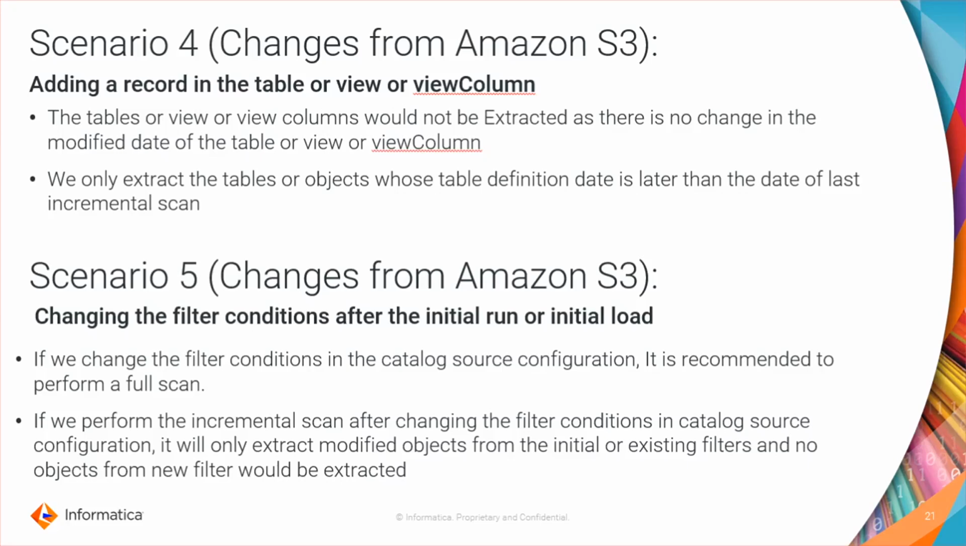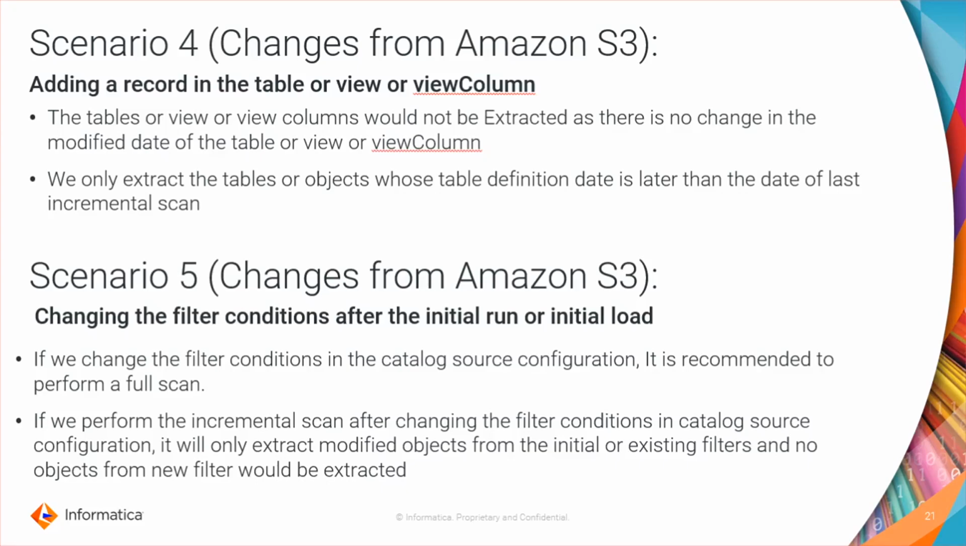In Amazon S3, we would be scanning the new folders provided in the filter conditions if their last modified date would be later than the last successful incremental scan. But in Snowflake, we would not be extracting any new filters or new folders provided in the new filters after the successful run of incremental scan.